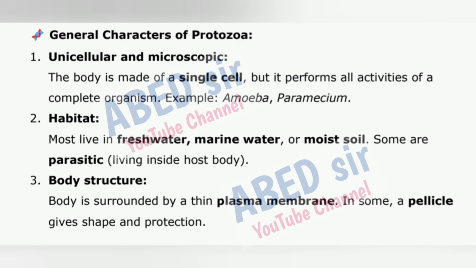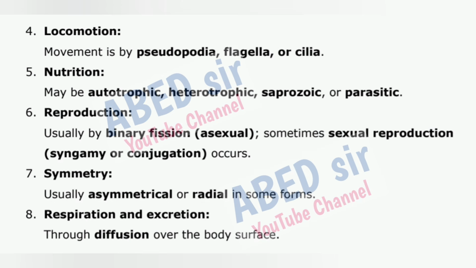3. Body structure. The body is surrounded by a thin plasma membrane. In some, a pellicle gives shape and protection. 4. Locomotion. Movement is by pseudopodia, flagella, or cilia. 5. Nutrition. May be autotrophic, heterotrophic, saprozoic, or parasitic. 6. Reproduction. Usually by binary fission, asexual; sometimes sexual reproduction, syngamy or conjugation, occurs.